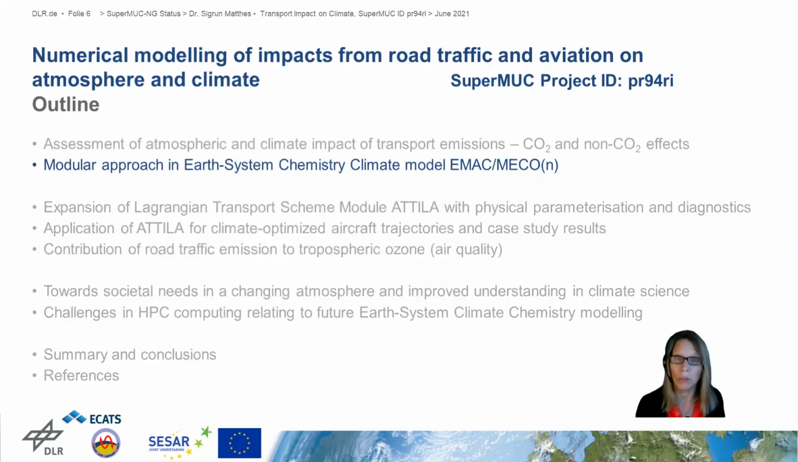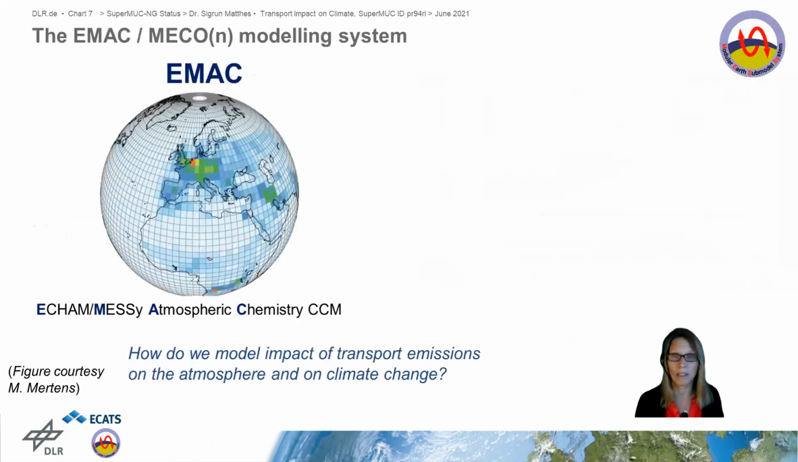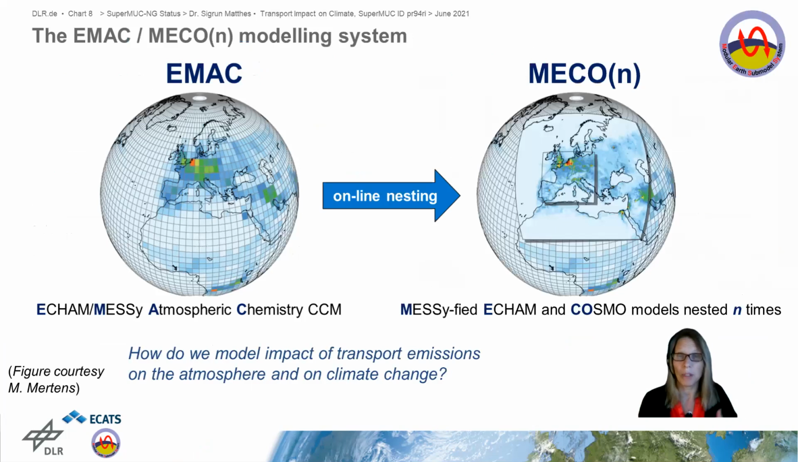I will now show you how we are doing the modular approach in our modeling system. Our modeling system is relying on the modeling system EMAC, and we have a discretization of the Earth's surface, and we model the processes on a grid scale. Additionally, we have the possibility to do an online nesting. So in this global instance, we can nest regional instances and zoom in on specific regions.